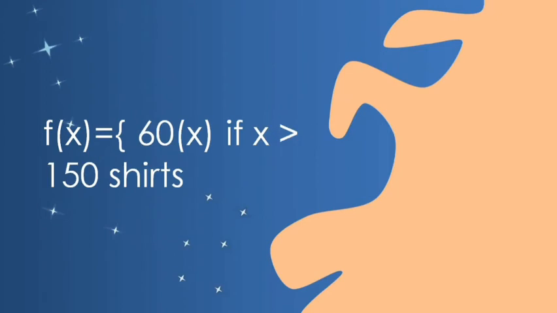The last is this: 60 times x, if x is greater than 150 shirts. It means that if the exact number of shirts was greater than 150, then multiply the exact number by 60.